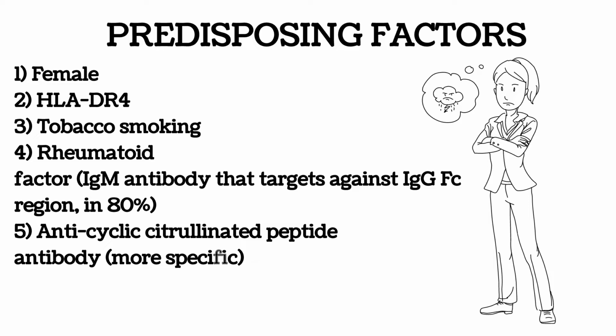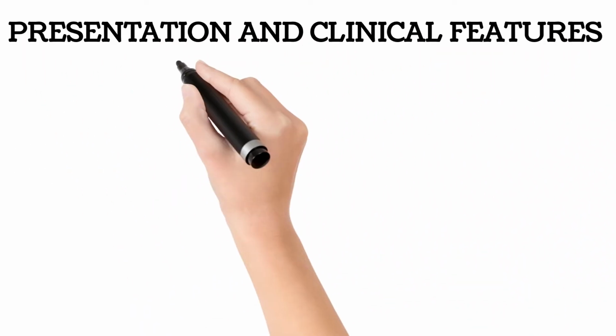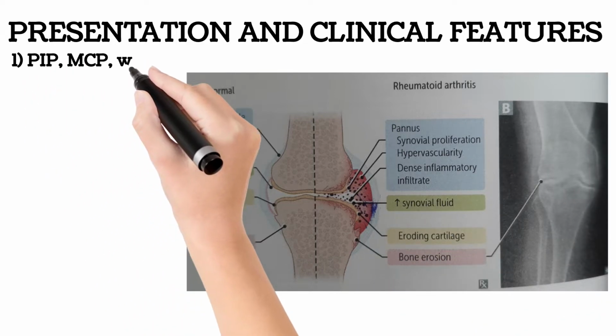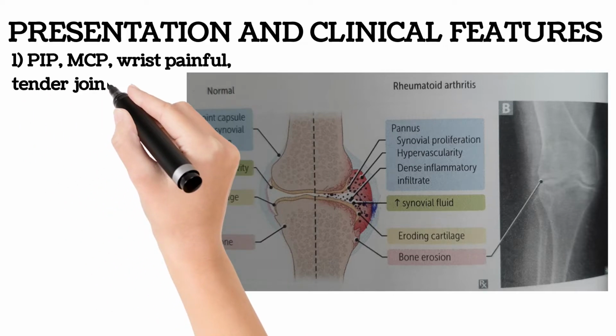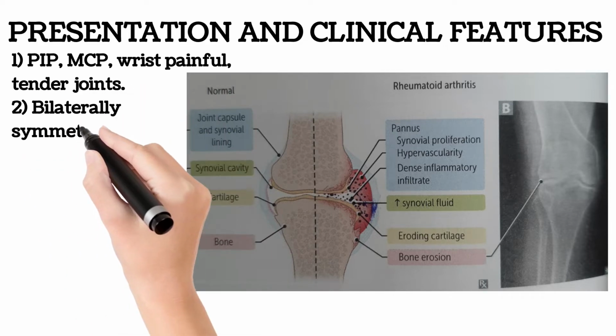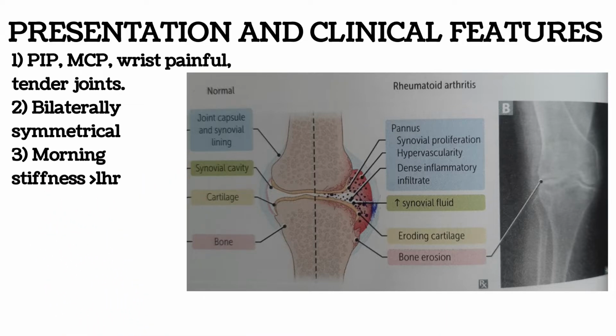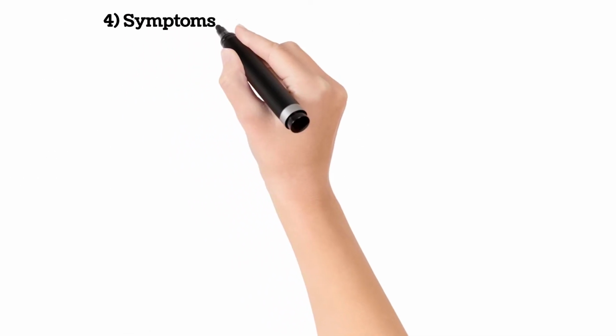Now coming to the presentation and clinical features of rheumatoid arthritis. The joints involved are the PIP joint and MCP joint, that is the proximal interphalangeal joint and metacarpophalangeal joint. The distal interphalangeal joint is not involved. The wrist is involved. These joints are painful and tender, bilaterally symmetrical, and morning stiffness is present, lasting for more than 1 hour in rheumatoid arthritis.